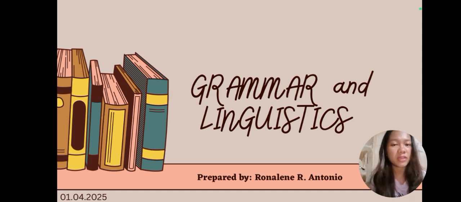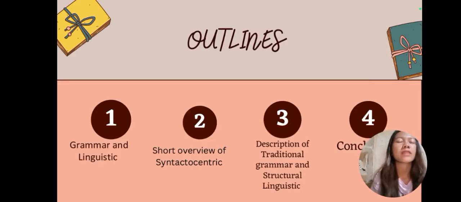The assigned topic to me is grammar and linguistics. Let's see the outline for my topic. The first outline is grammar and linguistics, the second is a short overview of syntactocentric, the third is the description of traditional grammar and structural linguistics, and the fourth is the conclusion.